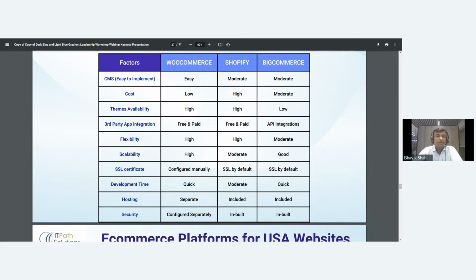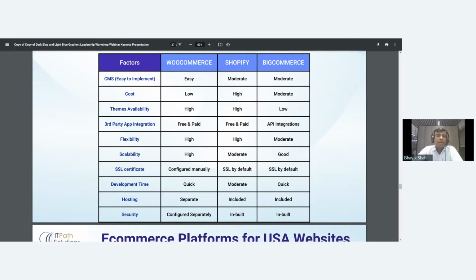Next and most important is cost. With WooCommerce, you can develop your e-commerce platform comparatively in a cost-effective manner. With Shopify, the cost is high, and with BigCommerce, it's moderate. So I think here also WooCommerce is a clear winner.